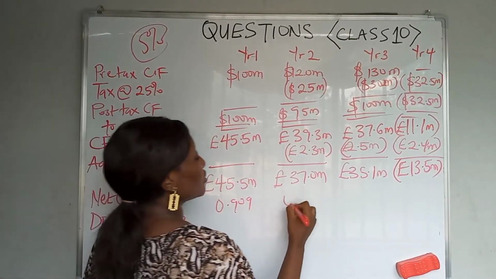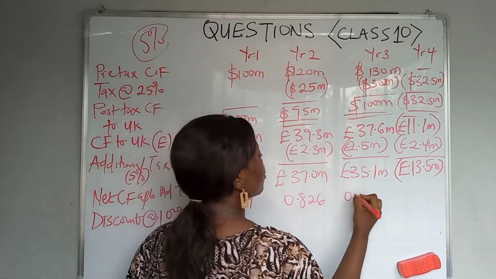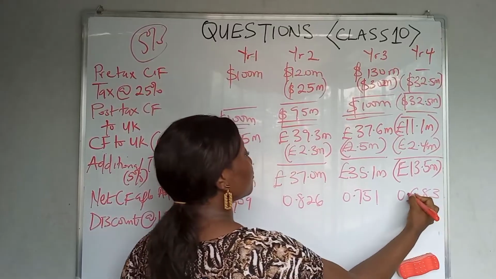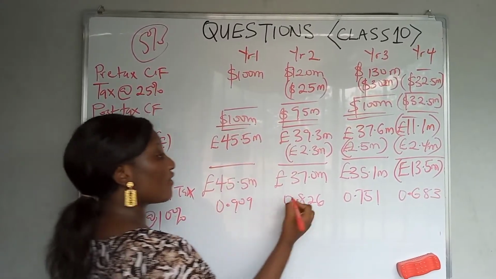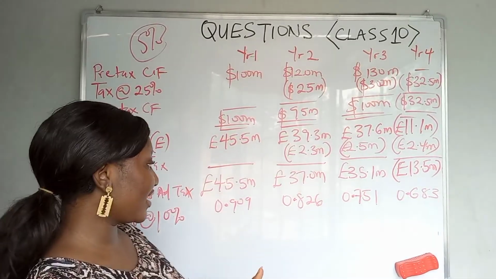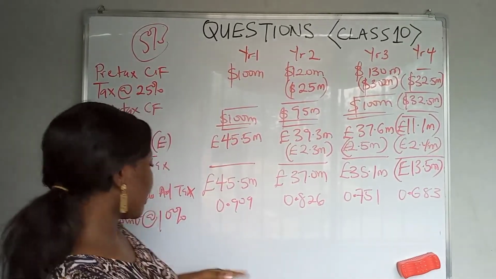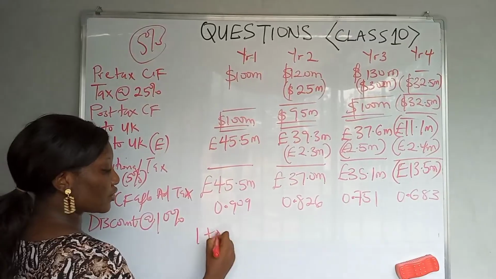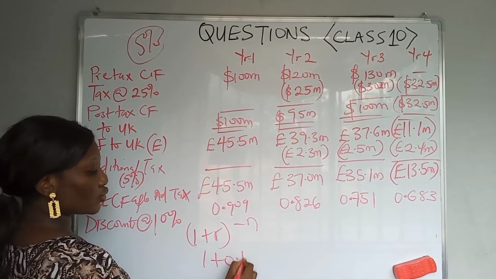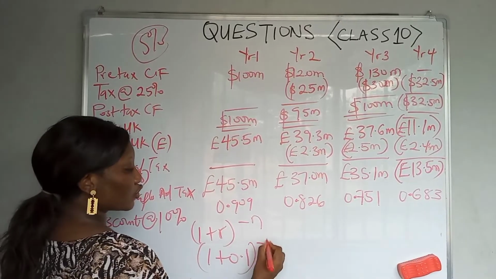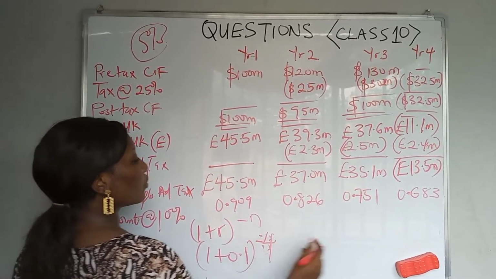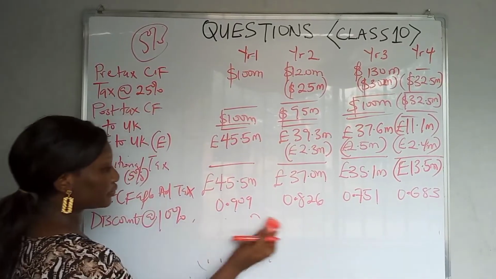0.909, 0.826, 0.751, 0.683. This is because I've used 10% over time. Not like I'm saying it from my head, right? So I know how to get this discount factor: 1 plus r, raised to the power minus n. So 1 plus 0.1, 10%, raised to the power minus 1, minus 2, minus 3, and minus 4. That's how you get all of this.